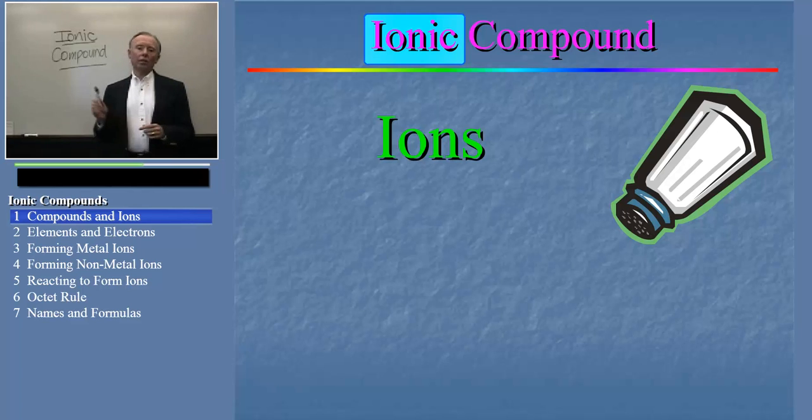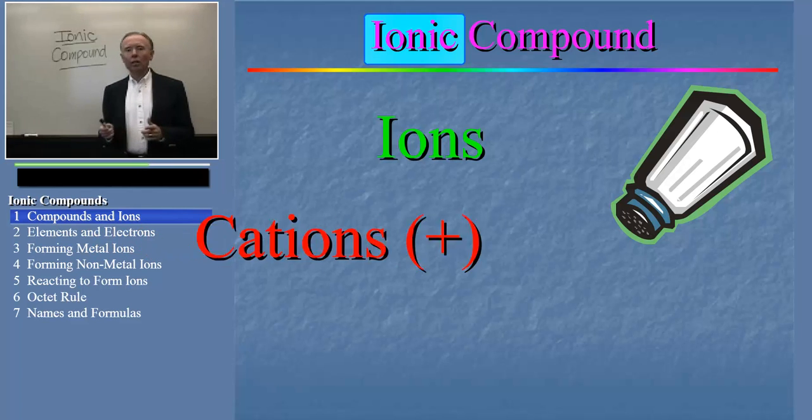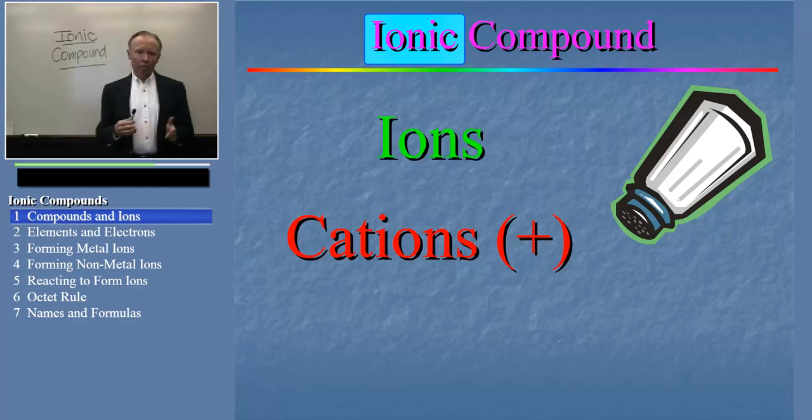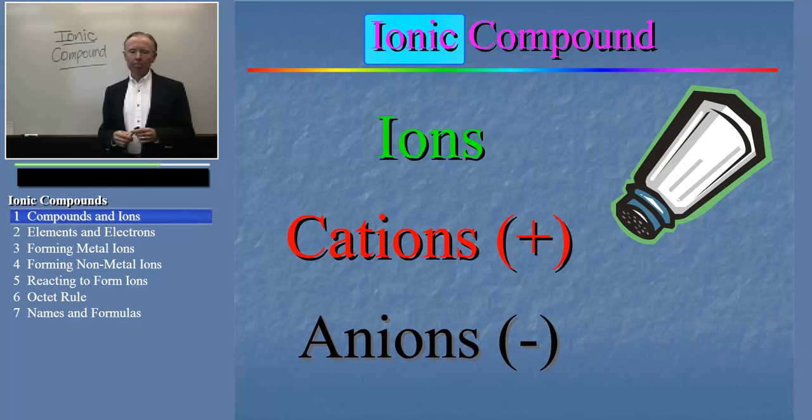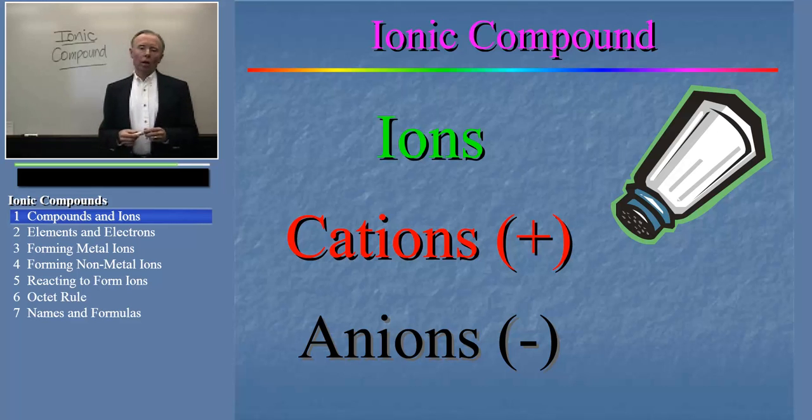Recall that there are two kinds of ions, positive ones called cations and negative ones called anions. Now, as you know, individual atoms are normally neutral. So how does it happen that in the case of table salt, sodium atoms and chlorine atoms become charged and thus form an ionic compound? Well, let's see.